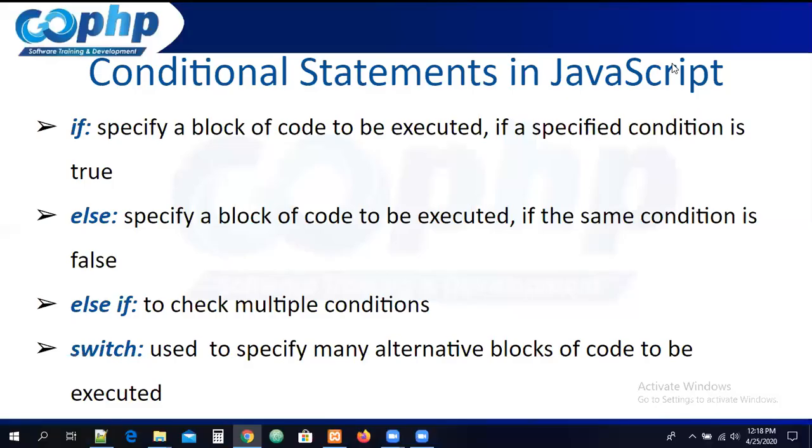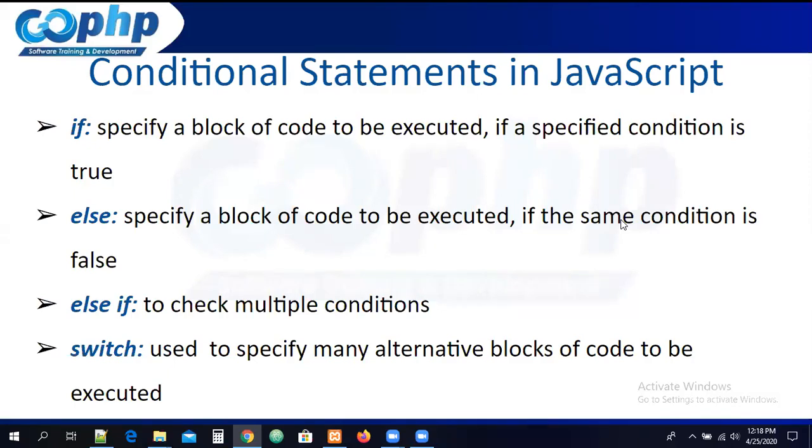In the previous session, we discussed the if statement. Now let us discuss the else statement. Can you see the definition of the else statement here? It specifies a block of code to be executed if the same condition is false. The if statement specifies a block of code to be executed if the specified condition is true. I mean, I want to execute something if the condition is true, and I want to execute something if the condition is false.